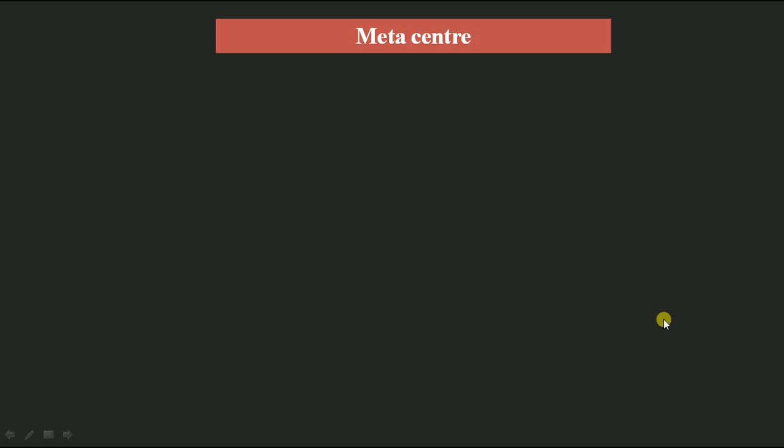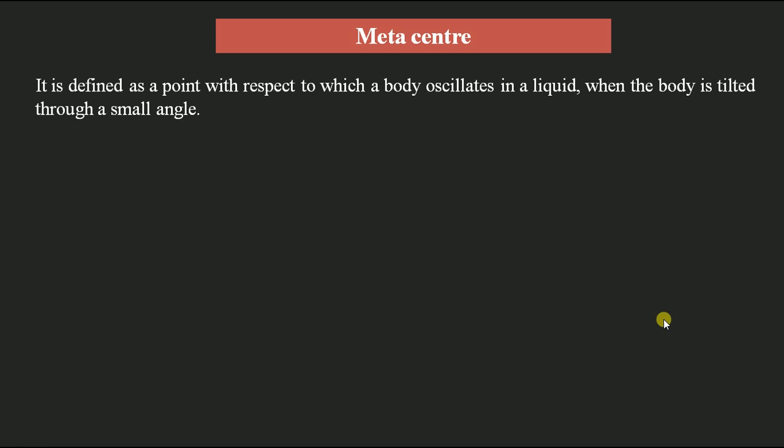Here, how can we define a metacenter? It is defined as a point with respect to which a body oscillates in a liquid when the body is tilted through a small angle. So when the body is submerged in a liquid and you tilt it through a small angle and release it, whatever oscillations take place in the body may be taking place with respect to a particular point. So that point can be called your metacenter.